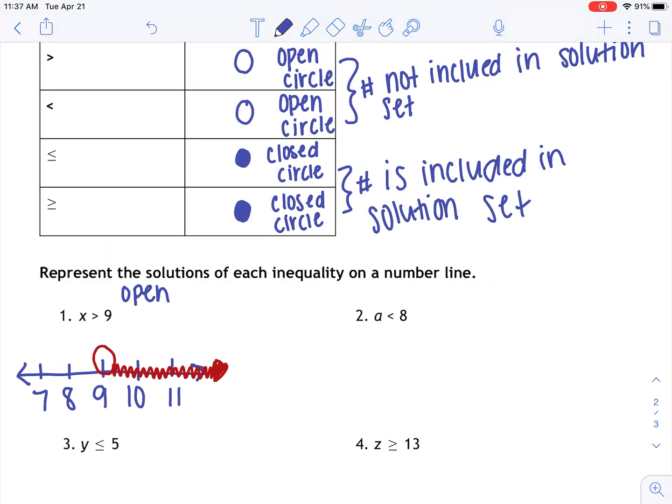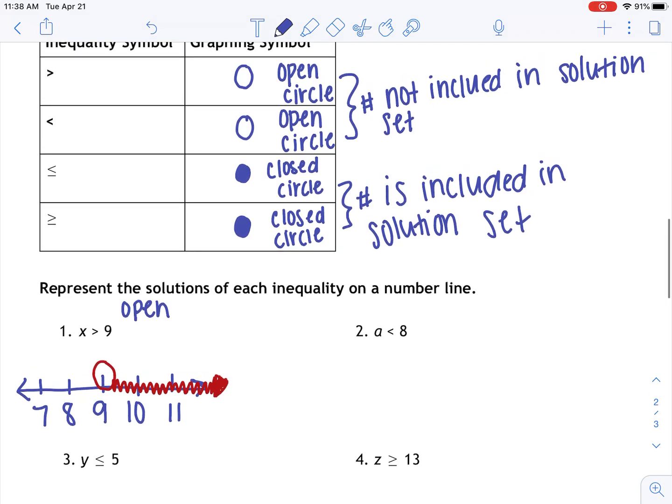Okay, let's take a look at number 2. A is less than 8. Less than, if I go up to my chart, I want to see where is less than. Okay, it's right here. That means I'm going to have another open circle on my number line showing that 8 is not included in my solution set. It could not be a possible answer for A. I'm going to draw my number line. Again, I'm going to put 8 in the center. I want two numbers that are bigger and two numbers that are smaller.